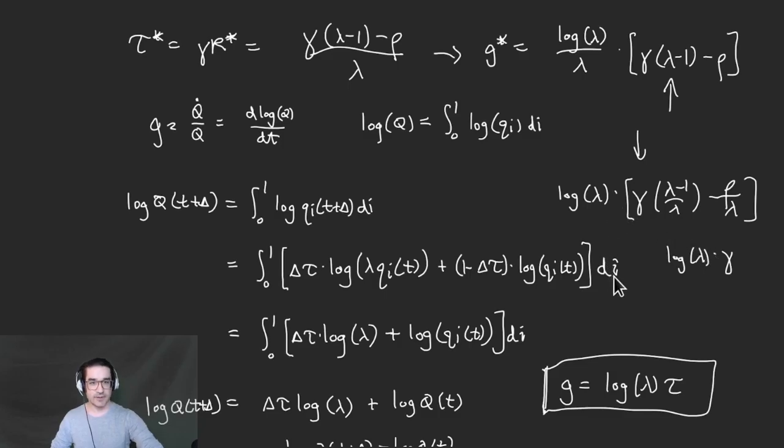When r is one, tau is gamma. If you look up here, when r is one, tau is gamma. And if tau is gamma, then the growth rate is log of lambda times gamma. So you just maxed out on the research, because of the monotonicity. So that's pretty much the whole story.